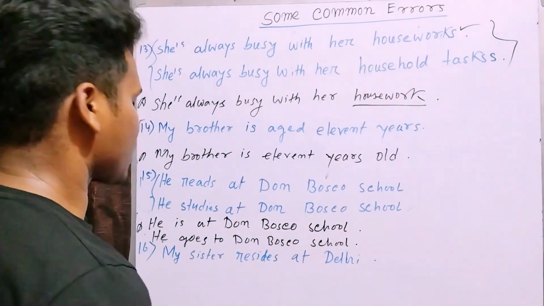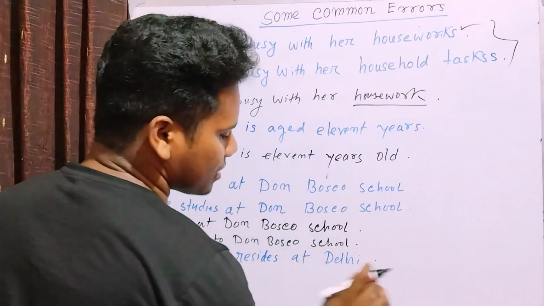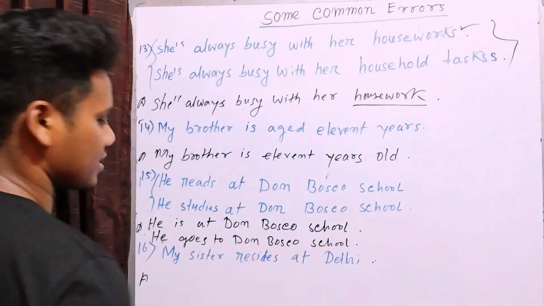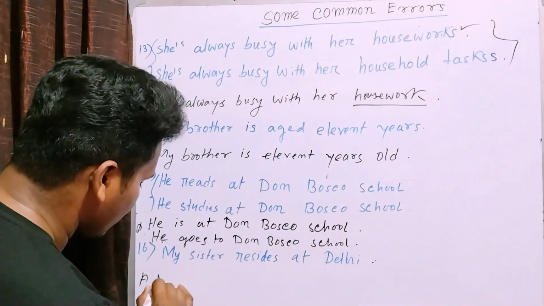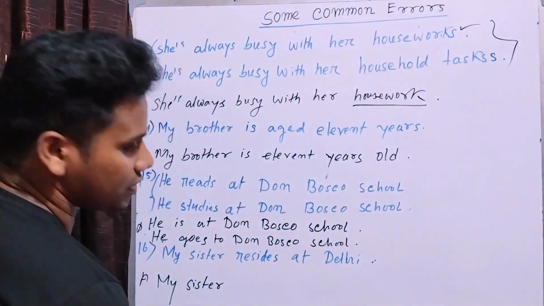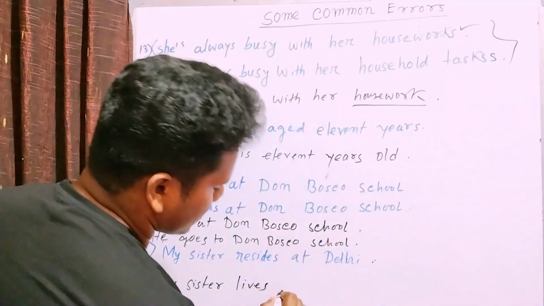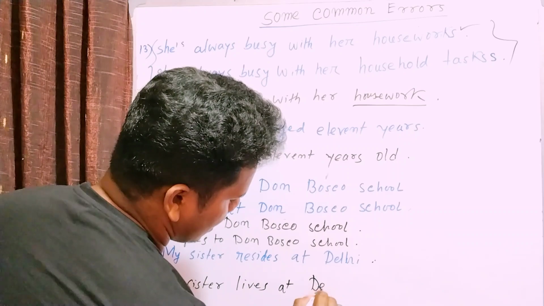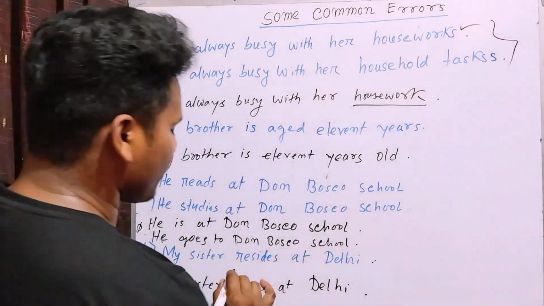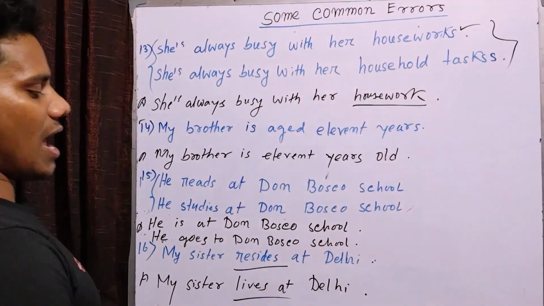And next is: my sister resides at Delhi. So this is the incorrect sentence. Right one will be: my sister lives at Delhi. Instead of resides it will be lives.